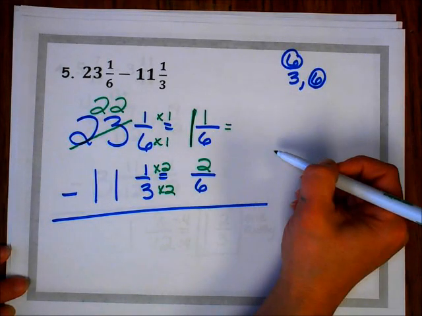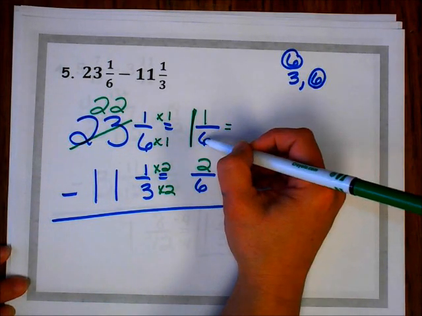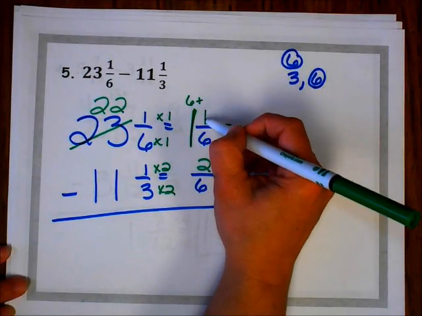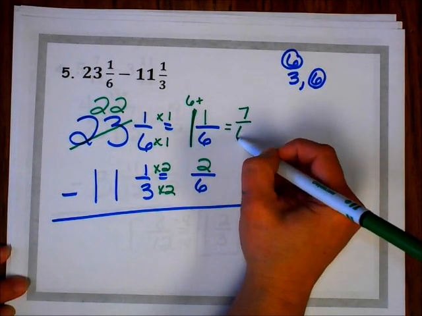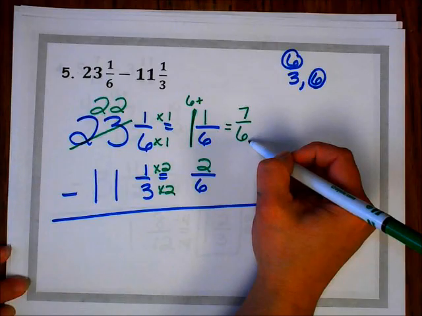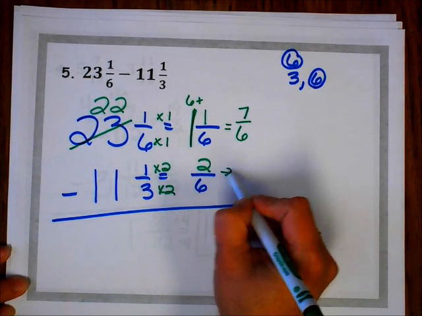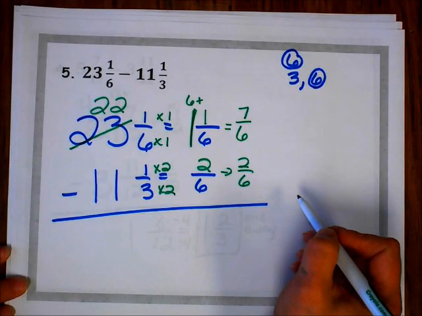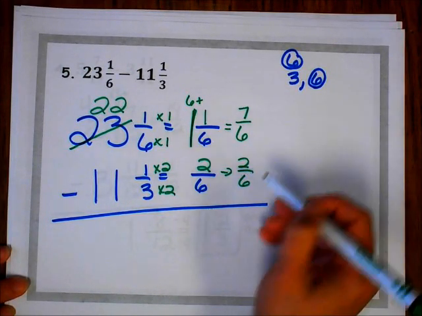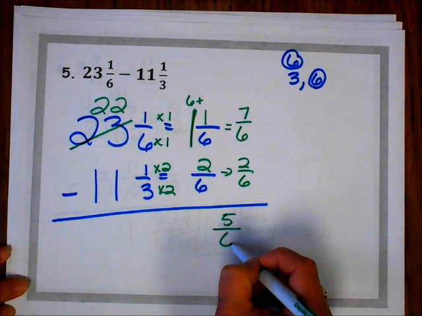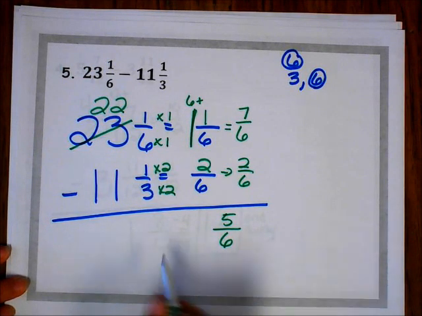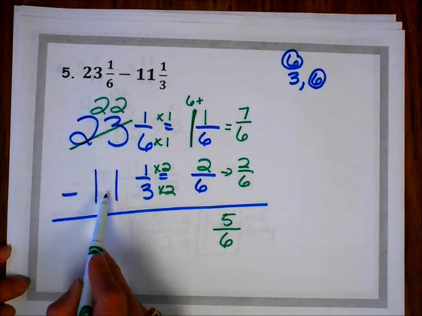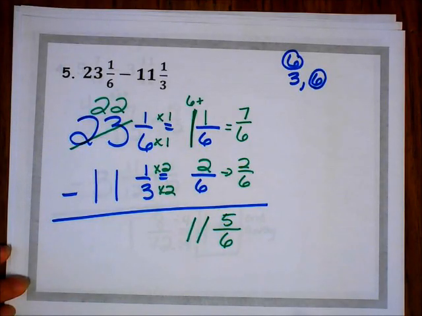Now, 1 and 1/6 still does not help me as a mixed number, so I'm going to change it into an improper fraction. So 6 times 1 is 6. 6 plus 1 is 7. So 1 and 1/6 is equal to 7/6. I'm going to slide my 2/6 over. Now I can subtract. 7/6 minus 2/6 is 5/6. Don't forget your whole numbers. 22 minus 11 is 11.